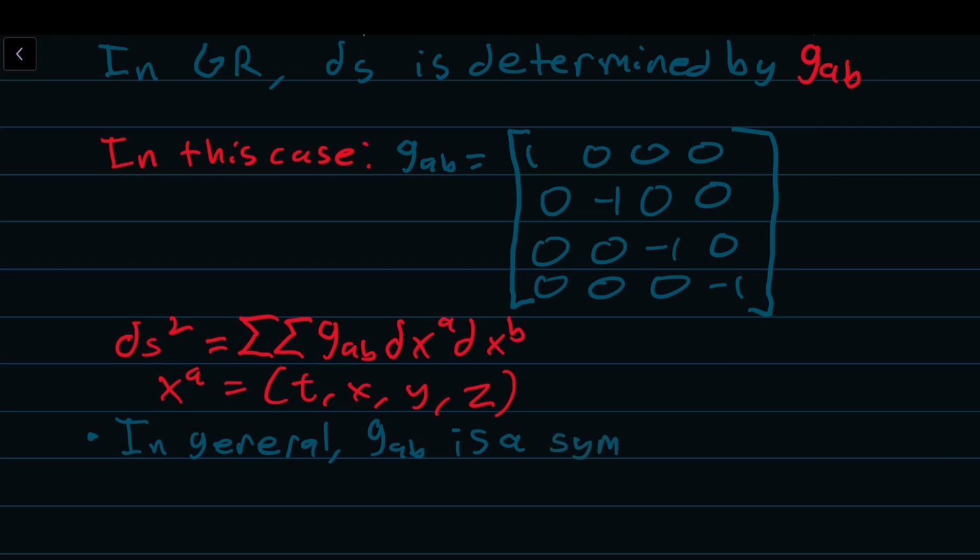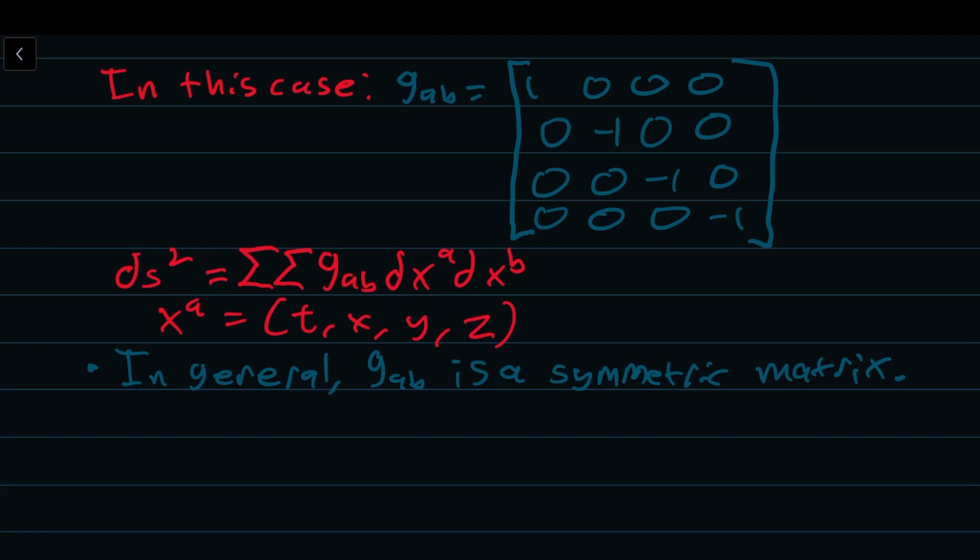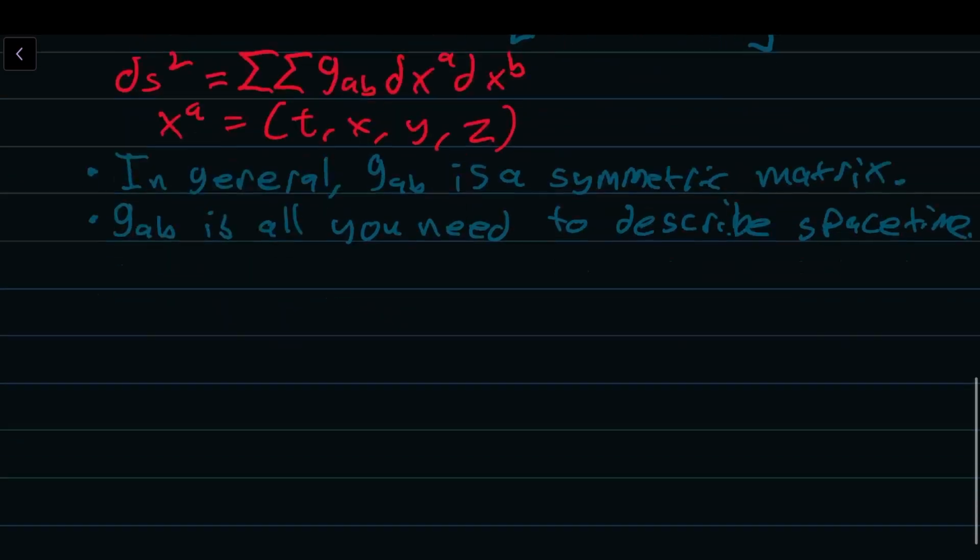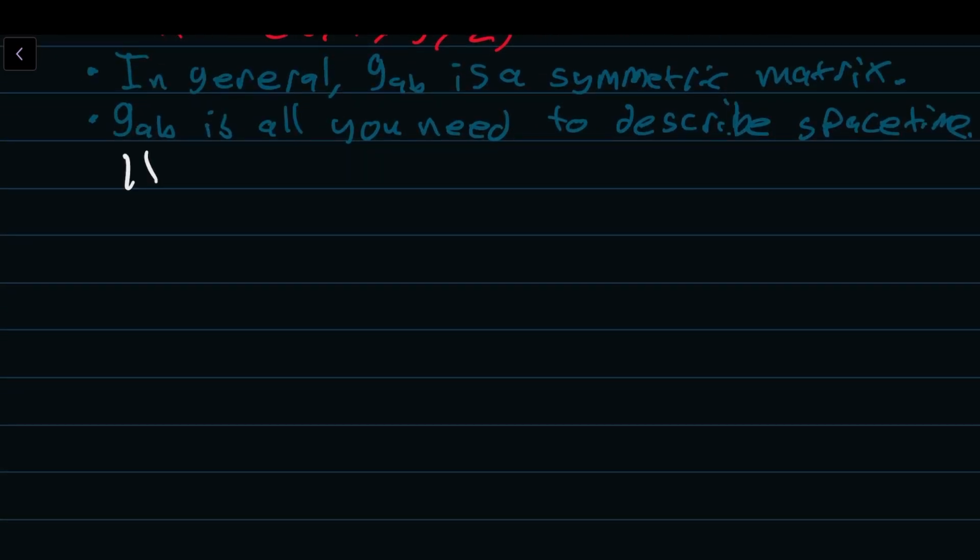In general, it's not necessarily a diagonal matrix, but it is always a symmetric matrix, and that's because we have commutative multiplication. So dx^a times dx^b is the same as dx^b times dx^a. We're going to first start by looking at some diagonal matrices, and then we'll look at some that have off-diagonal entries as well, so you'll see examples of both. The important thing here, though, is that this matrix g_ab tells you everything you need to know about the curvature of spacetime at a point. So basically, all of general relativity tells us that given g_ab, we can figure out what spacetime is like.